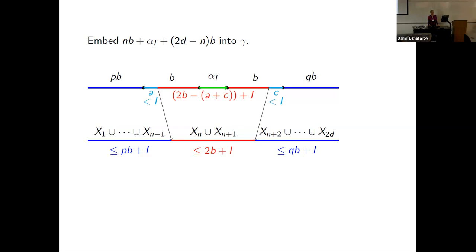Well, that A plus C we removed: A is smaller than I, C is smaller than I, I is indecomposable, so A plus C is smaller than I. And again, if we remove something of small cardinality from something of cardinality mu plus I, we haven't changed cardinality. So we have something of size 2b plus I embedded into something of size at most 2b plus I. So that red part at the bottom has to have size 2b plus I.